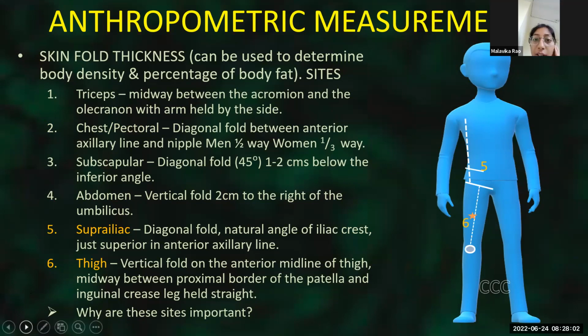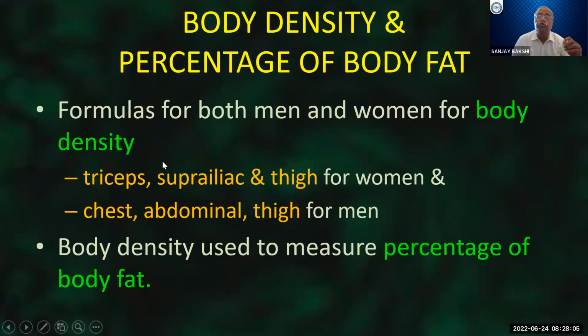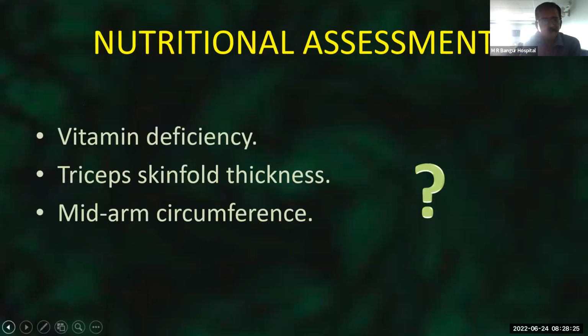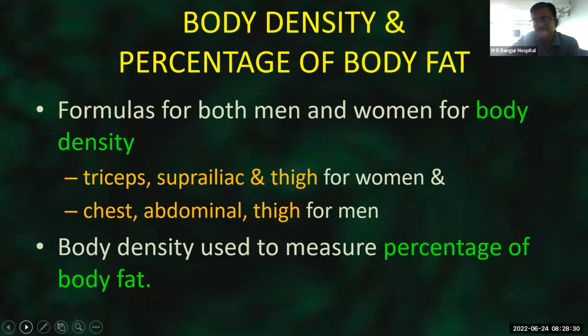No, sir. Okay. What you basically do is use them for body density and percentage of body fat for both men and women. In women, you use the triceps, suprailiac, and thigh; for men, chest, abdomen, and thigh. And the body density is used to measure the percentage of body fat. Right. Okay. And Doctor, I find one measurement, a triceps skin fold thickness, if it is less than 13 millimeters in women and less than 10 in men, is described as less than normal. Less than normal. Absolutely right.